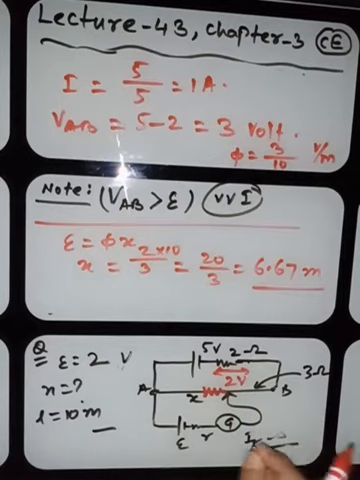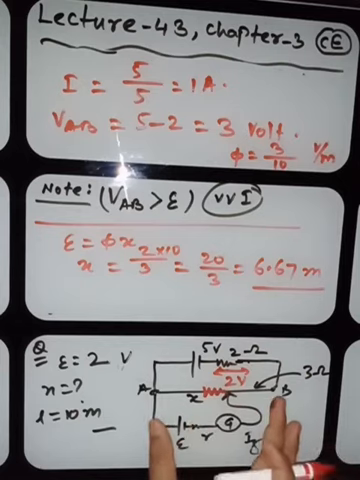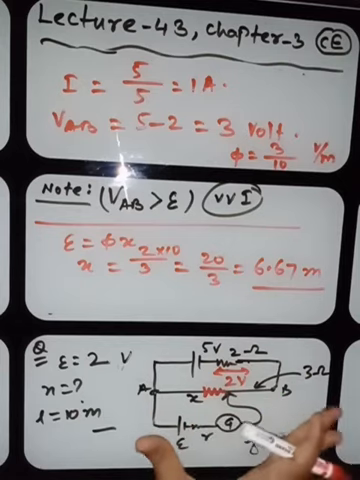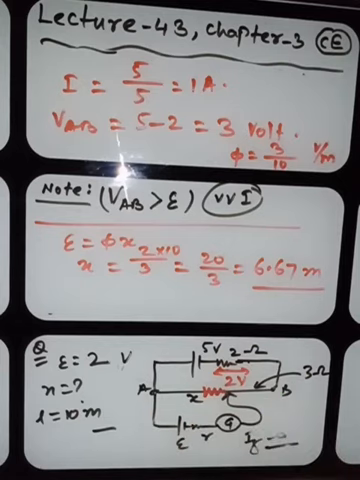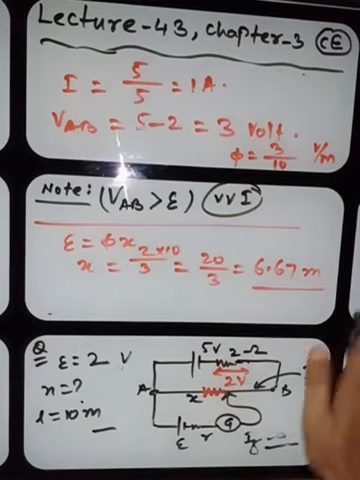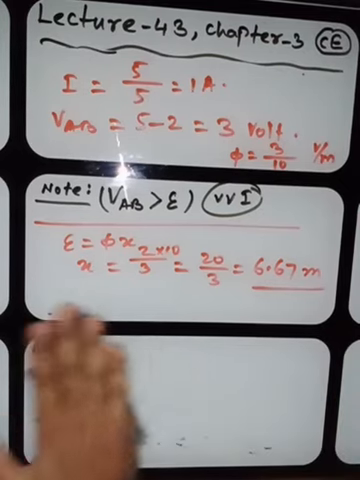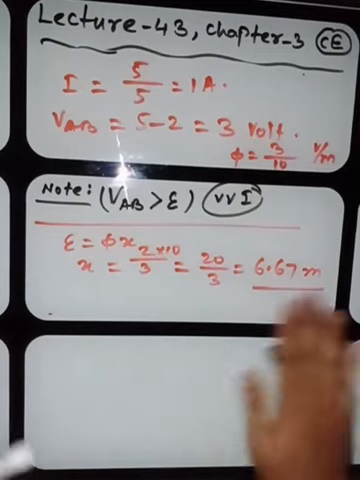And how will you move the jockey? If you only have a length of 10 meter, then how will you find a value more than 10? Okay, yes. Now next question, my dear student.